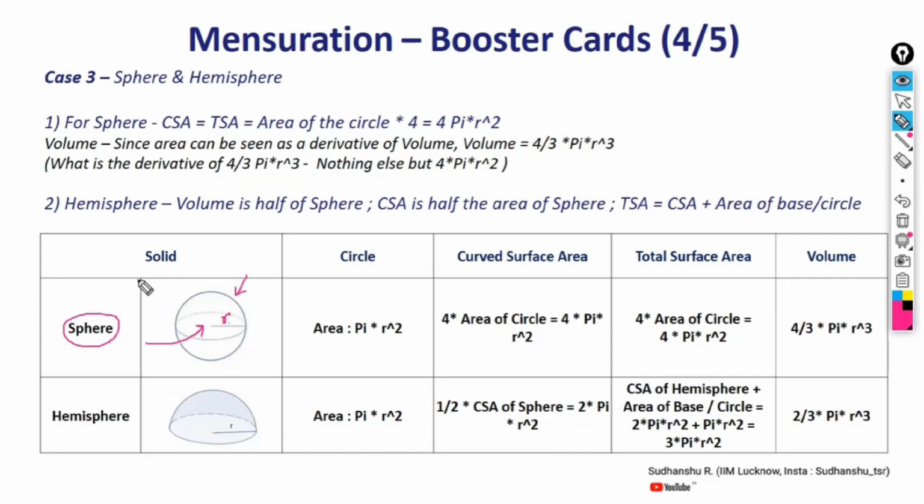So if you see this circle which is there absolutely in the middle, the area of this circle is pi r square. The area of the sphere is 4 times that. So area becomes 4 into pi r square.